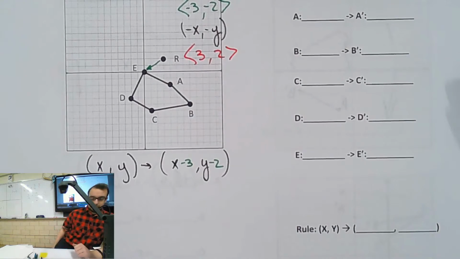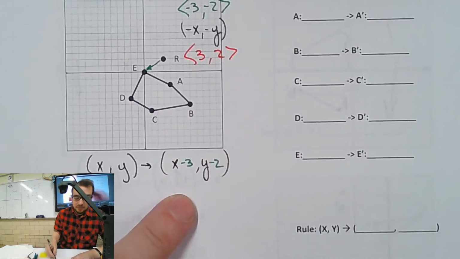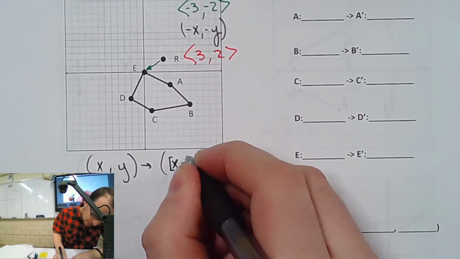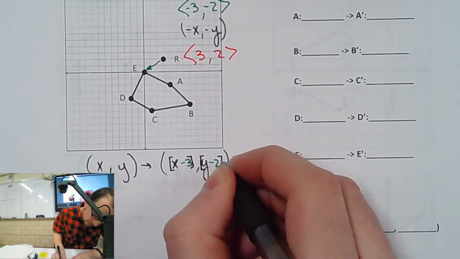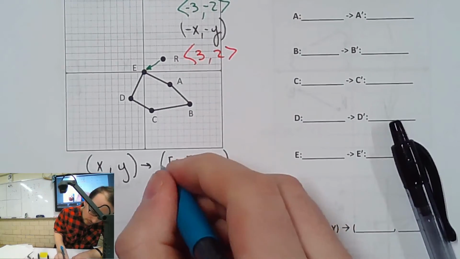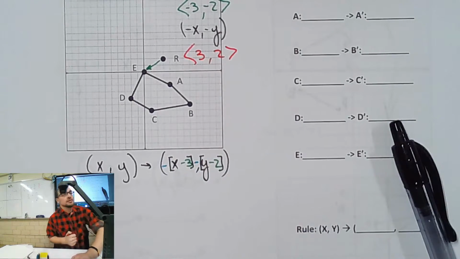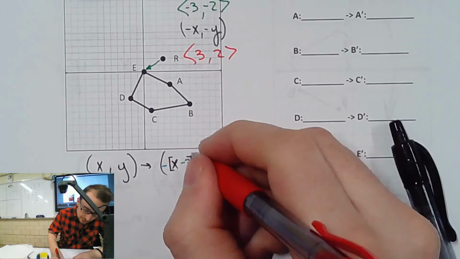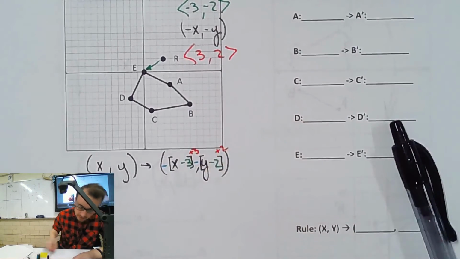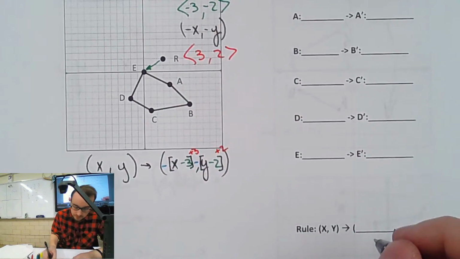So, we start there, then we negate both the x and the y. So I'm going to draw a little box around this so we show that that was done first. And then we negate them both. And then, as typical of Mr. Mac, I forgot to leave room for my shift back. So I'm going to add 3 to this side and add 2 to that side. So that's the overall rule.